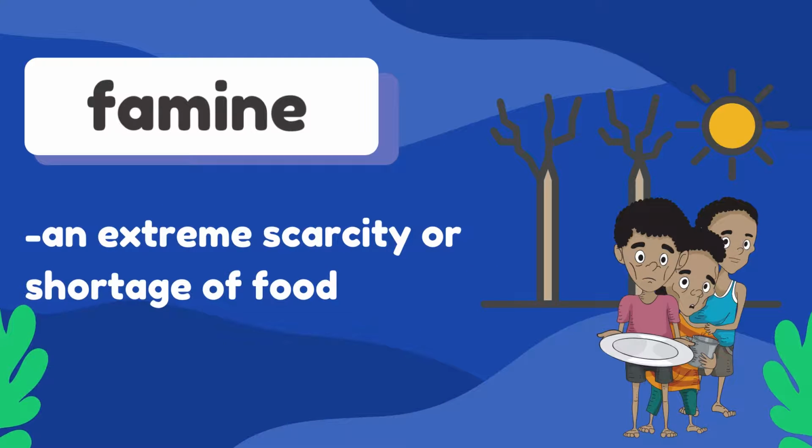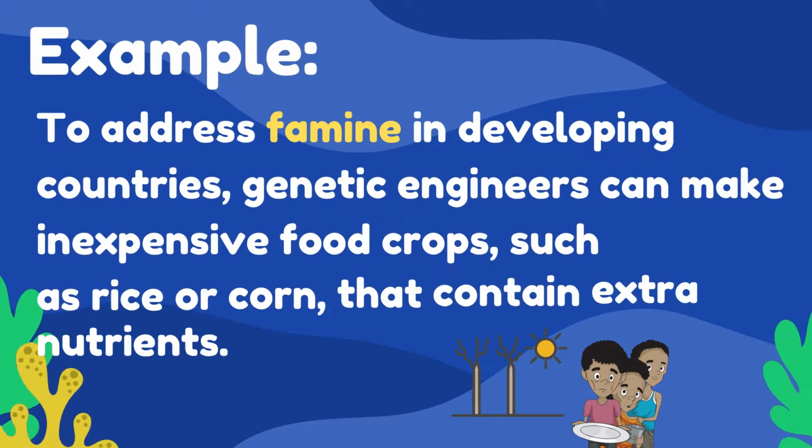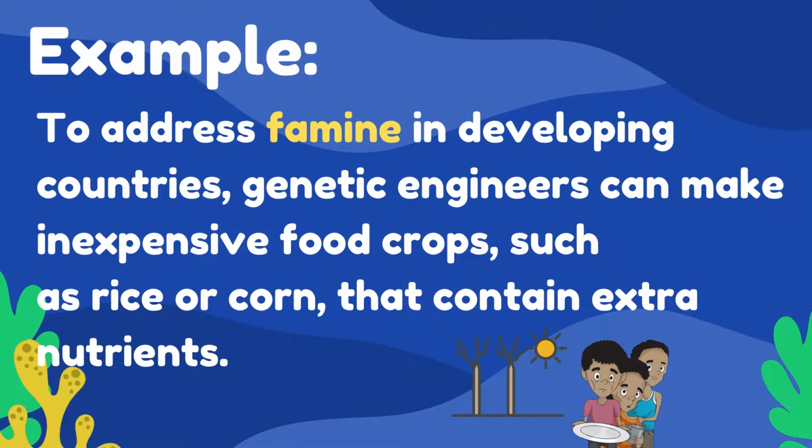Number 11. Famine. It means an extreme scarcity or shortage of food. Famine. Here's a sample sentence for the word famine. To address the famine in developing countries, genetic engineers can make inexpensive food crops such as rice or corn that contain extra nutrients. Famine.